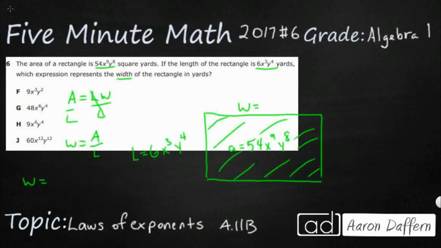My area is 54x^9y^8 over 6x^3y^4. All right, so that's something we can do. We are going to need to look at our reference materials or our mathematics chart if we want to remember what specifically we do when we deal with the quotient of powers.